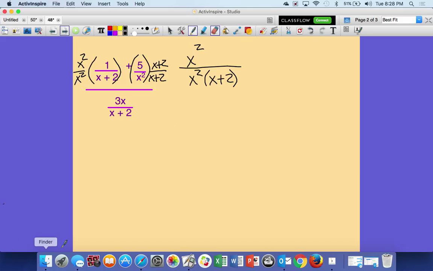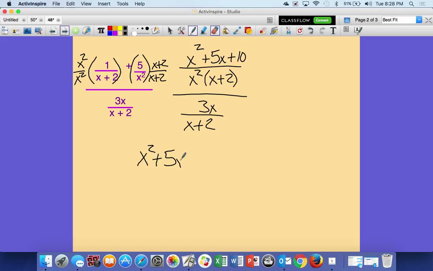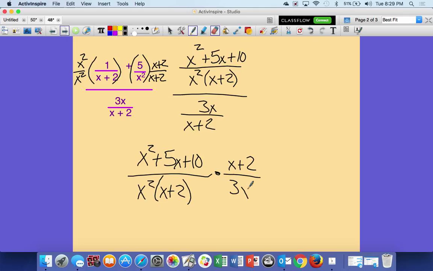For the top, I just said don't multiply these together, but that only works for the denominators. For the numerators, you have to multiply them together. So we take 5 times x, that's 5x, and 5 times 2 is 10. For the bottom, we don't have anything to do, it's just one fraction already. So then, fraction divided by fraction, we take the first fraction and multiply by the reciprocal. So we're taking it times x plus 2 over 3x.